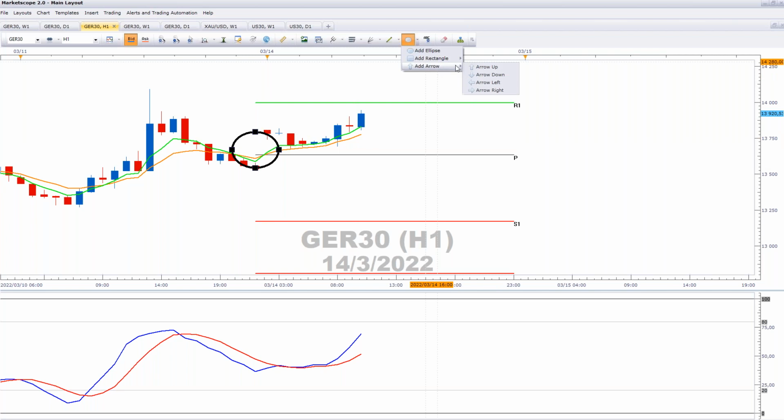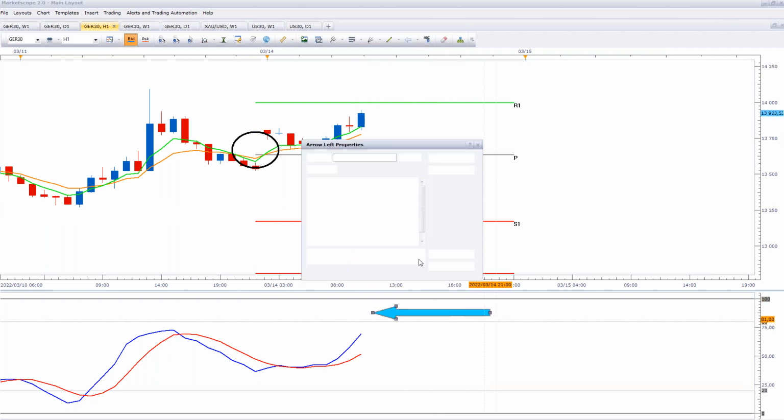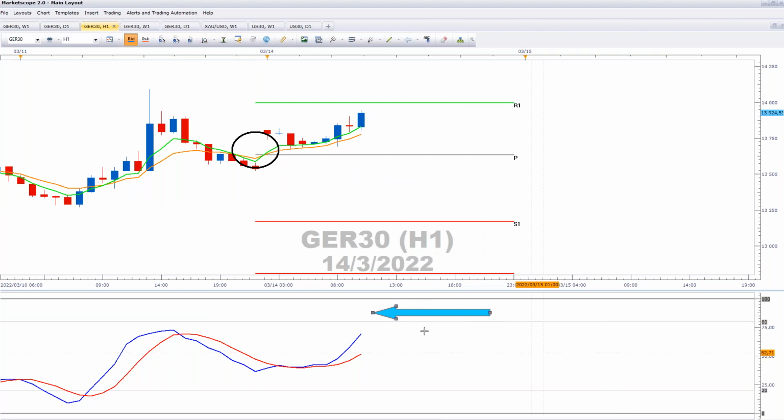What's happening with the stochastic? The stochastic is our momentum oscillator. It's heading towards 80. If it hits that 80 level and holds, then there's an underlying bullish momentum building. Why would there be? It's because for some reason the market is discounting positivity ahead.